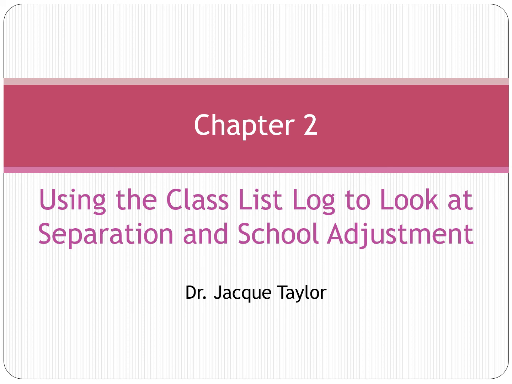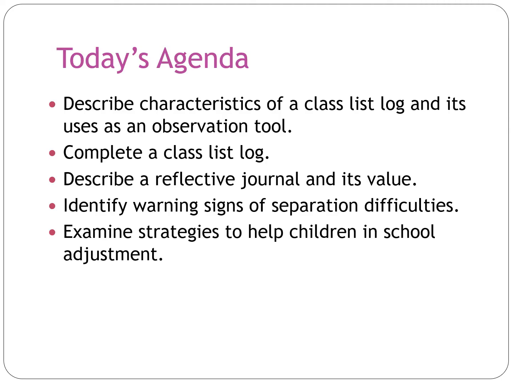We are on Chapter 2, using the class list log to look at separation and school adjustment. For today, we're going to look at some of the characteristics of a class list log and see how it's used as an observation tool. We're going to complete a class list log, and we're going to look at a reflective journal and kind of look at separation and some strategies to help children in school as they adjust.